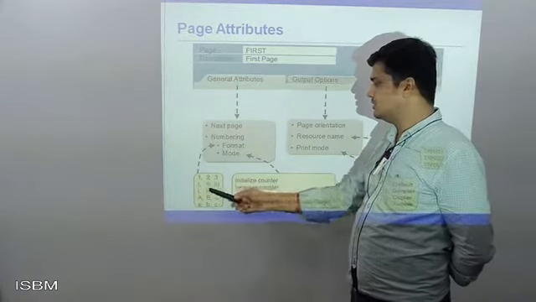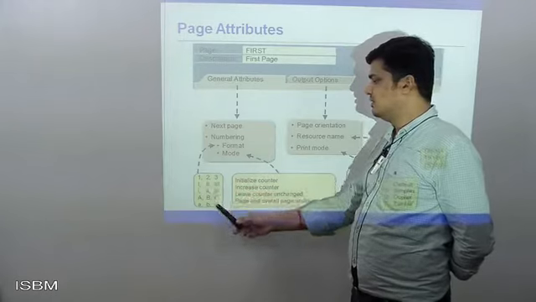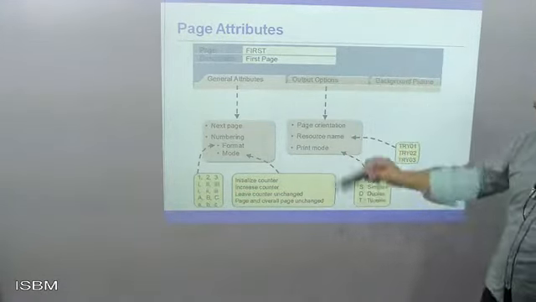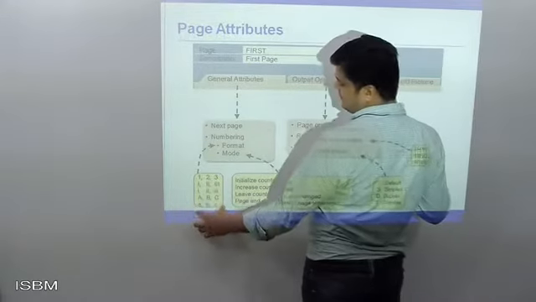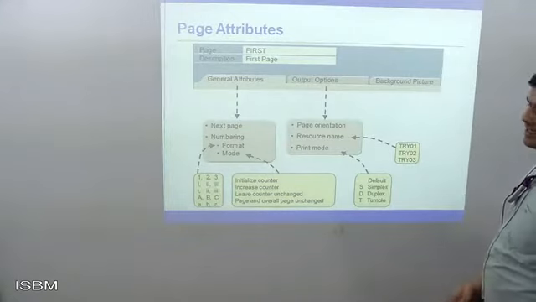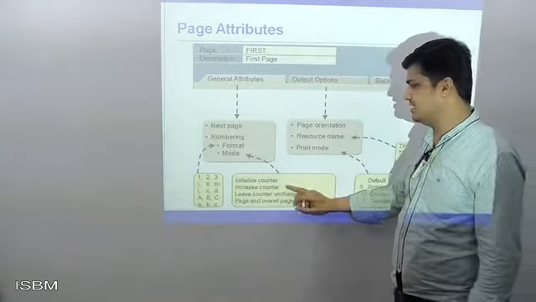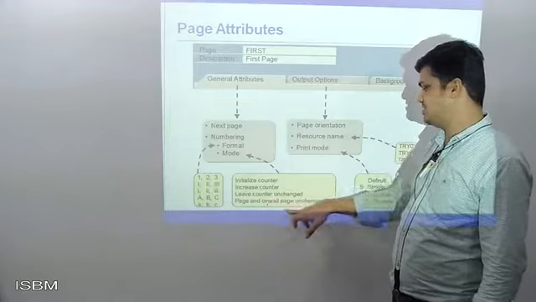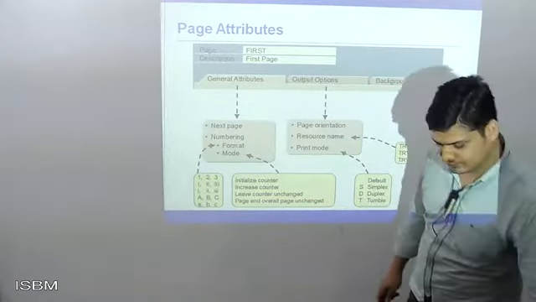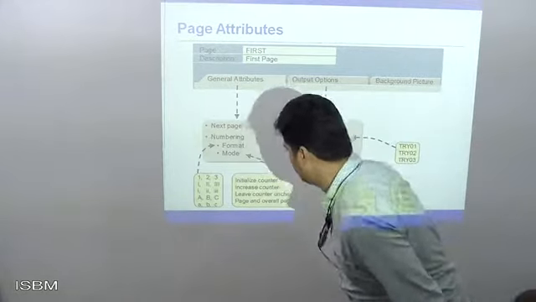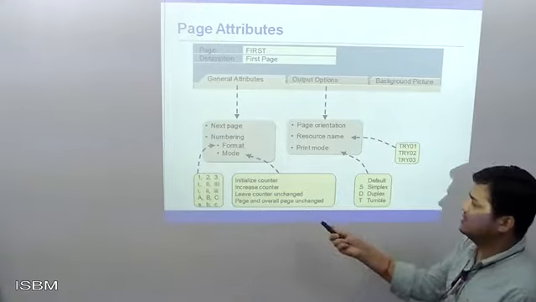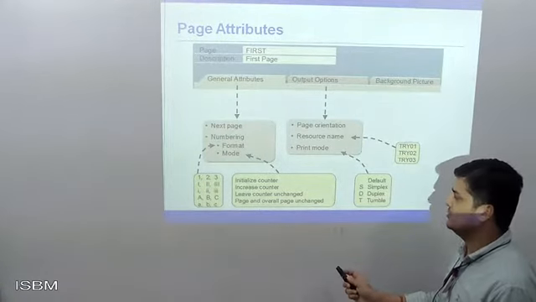Either you require 1, 2, 3, or the Roman form, or ABC. In which form you require, the number format will be shown over here. Then we have an initialize counter mode. If you want to initialize the counter, we have initialize counter, increase counter, leave counter unchanged, and page and overall page unchanged. In which way you want, you can give it over here.